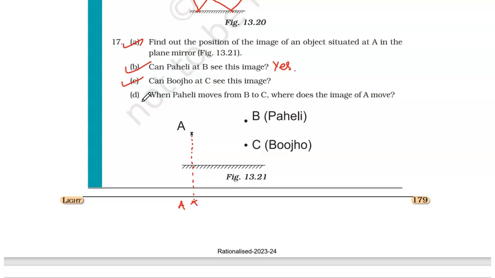If we trace the reflected rays from B and C backwards, they converge at a point behind the mirror. The position of the image remains fixed even if Paheli moves from B to C, because A is not moving. It is right there. So wherever Paheli moves, whether to B or C or some other position, the image will not move. It will remain there as it is. You can draw a ray diagram over here. You can take incident rays from A like this, and the reflected rays like this, reaching Paheli and Bujo.